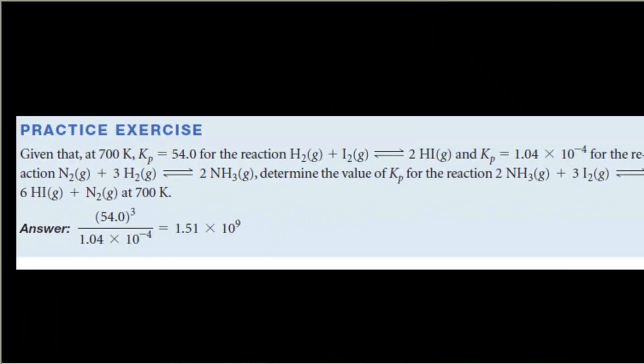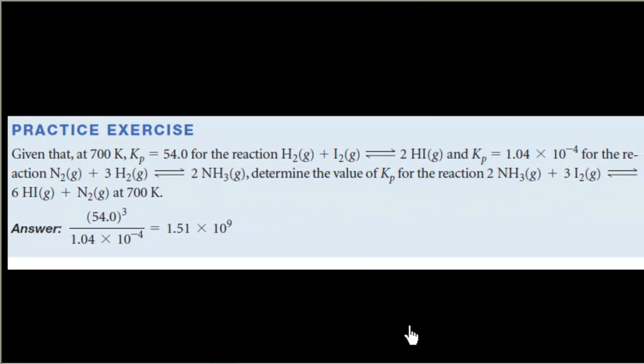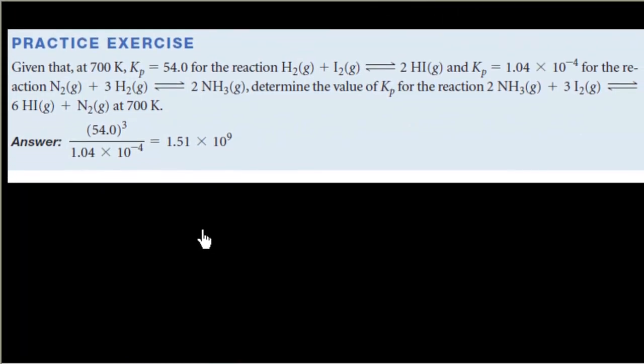Here we have this one. Same concept you have to apply. Try yourself.